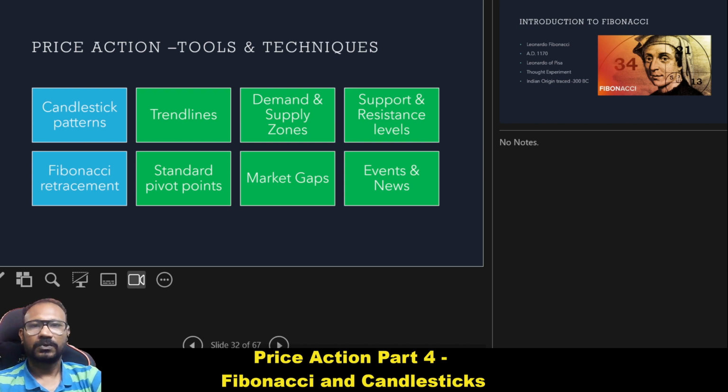I know these two are extremely vast subjects and cannot be covered in just one video. However, I will give you a good understanding of how to use these technical indicators to your advantage in your price action trading. So let's start off with Fibonacci.